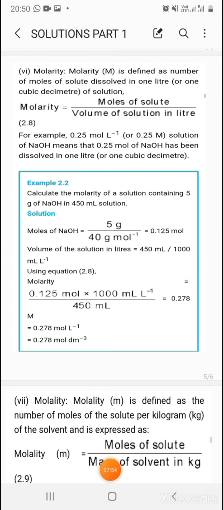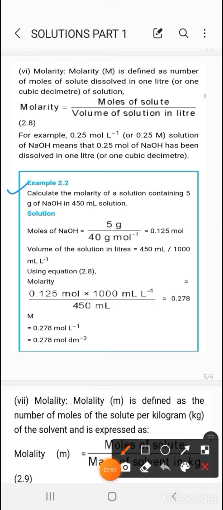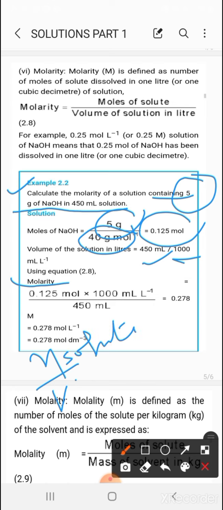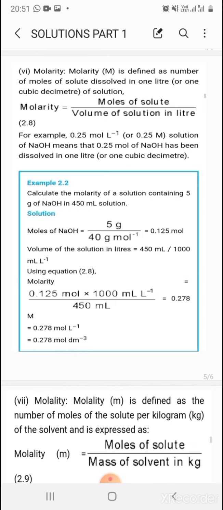So this is the example you can see here, that calculate the molarity of the solution containing 5 gram of NaOH in 450 ml solution. तो आपको weight given है 5 ग्राम, आप इसको मोलर मास 40 से डिवाइड करें, you will get the moles of NaOH. Volume is given to you which is 450 ml. If you divide this 450 by 1000 you will get this volume in liter basically. So molarity का formula लगाएं, n upon V, moles upon volume of solution. This n of solute and volume किसका है, आपका solution का. Just put these values, you will get the molarity of the NaOH solution.